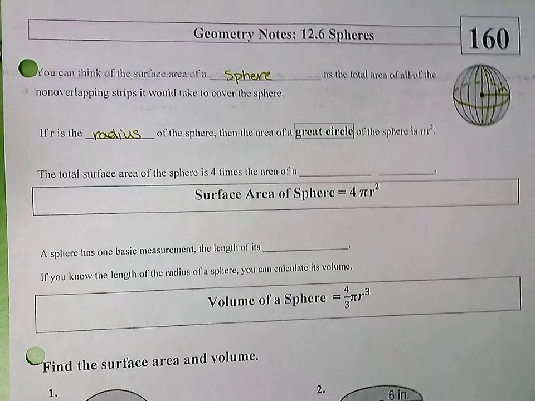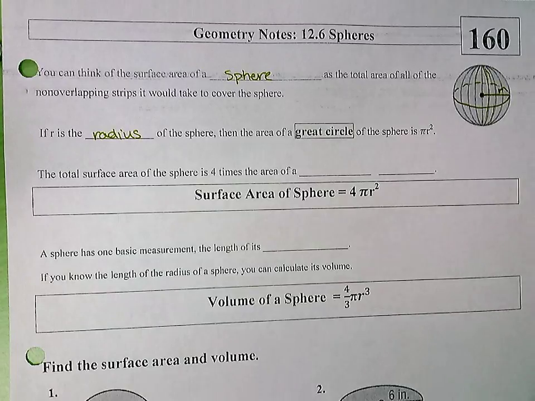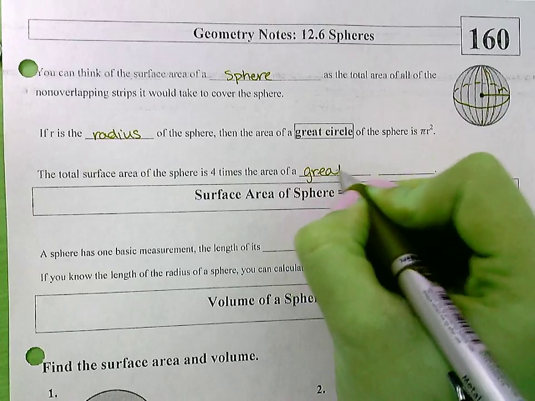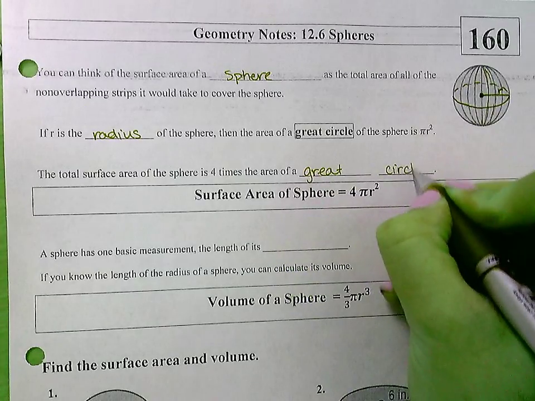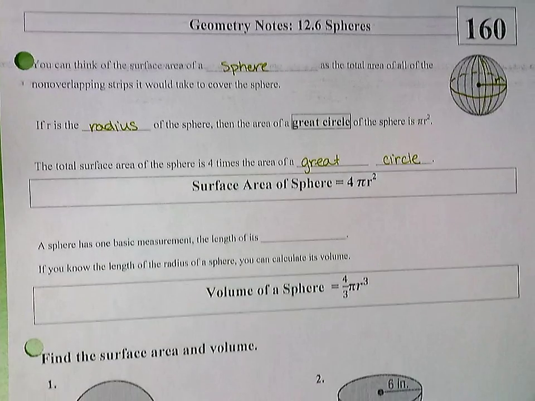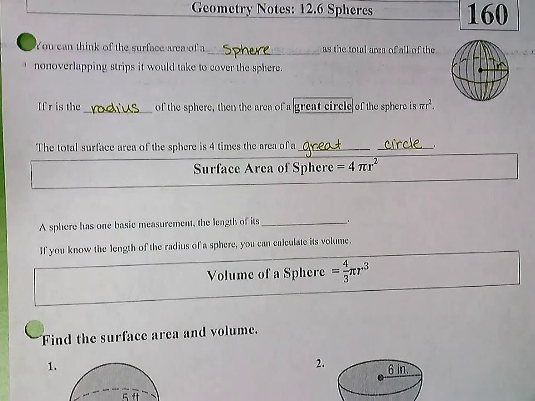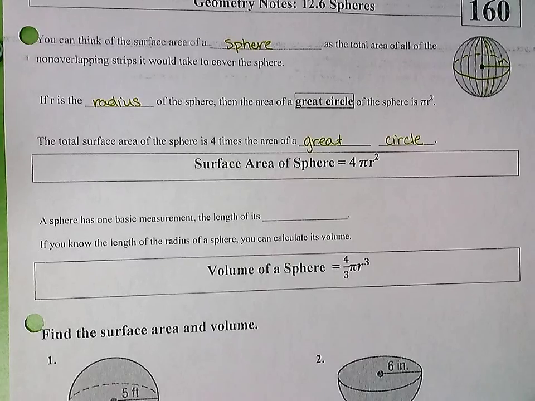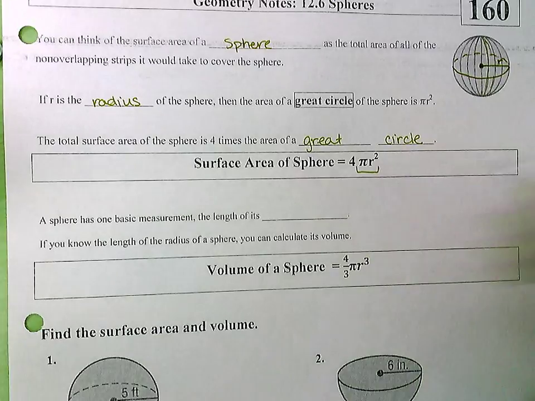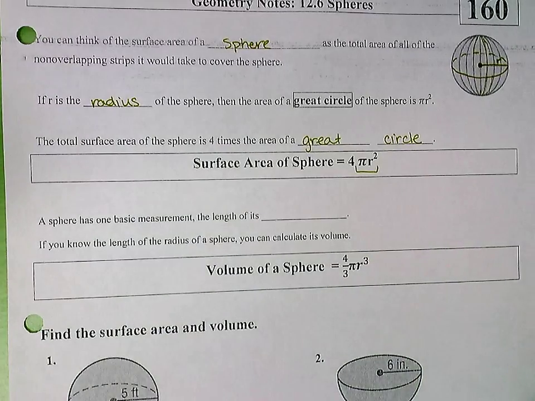Okay, so the total surface area of the sphere is 4 times the area of a great circle. So that's how we get this formula for surface area of a sphere. It is 4 pi r squared. Okay, so we still have this pi r squared piece, which is area of a circle. We're just multiplying it by 4 to get that surface area.